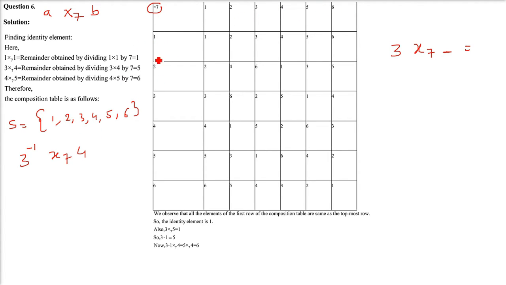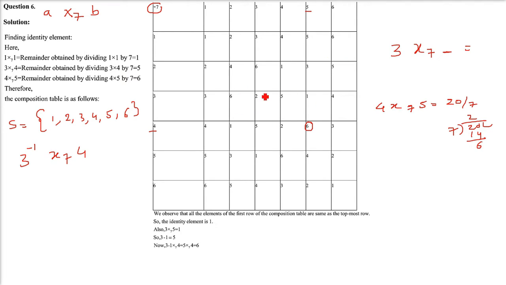I'm writing 1 2 3 4 5 6 here, and I'll just take one of the values to let you know how we are going to compute it. So 4 ×7 5. Just multiply 4 and 5, it will be 20, and then divide by 7, but we have to take the remainder. So 7 2s are 14, 6 is the remainder. So write 6 here, 6 is the remainder. All other values you will be able to fill in for the composition table.